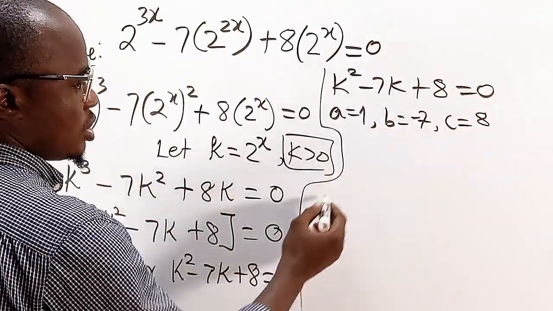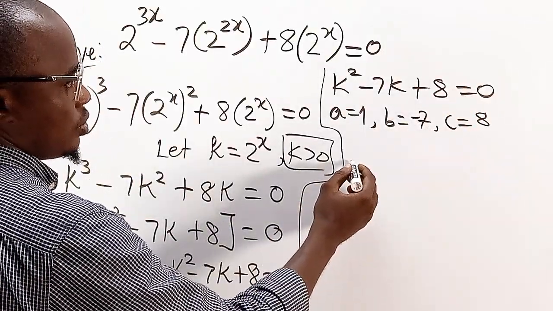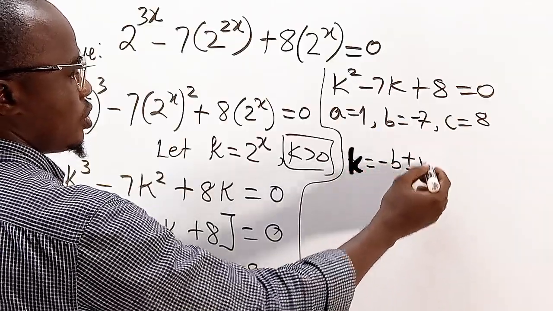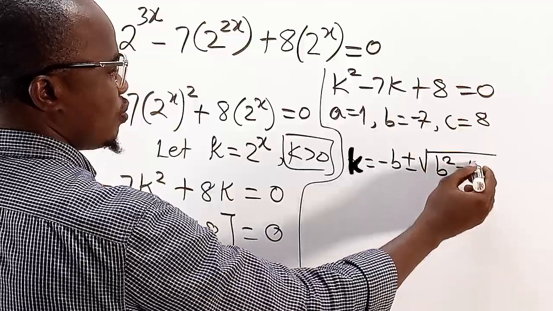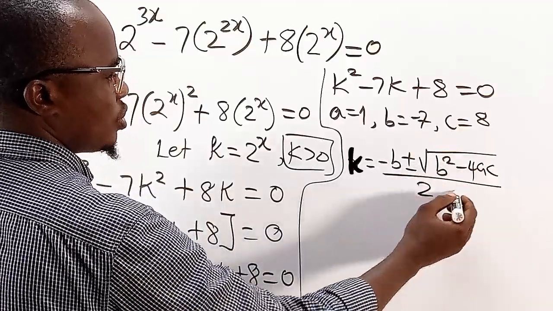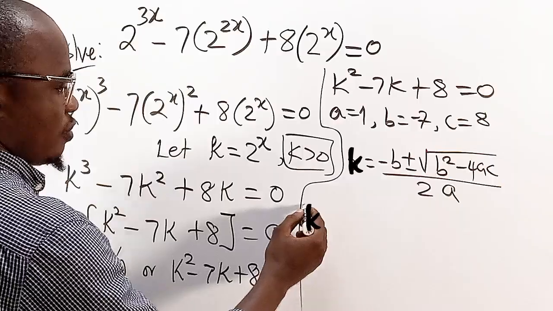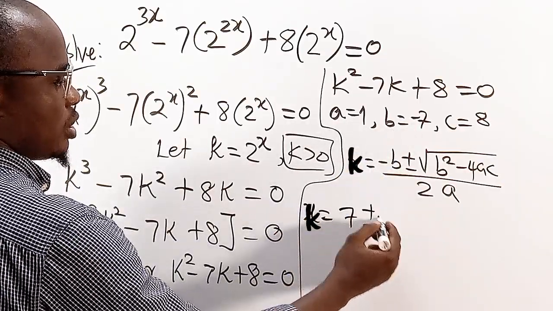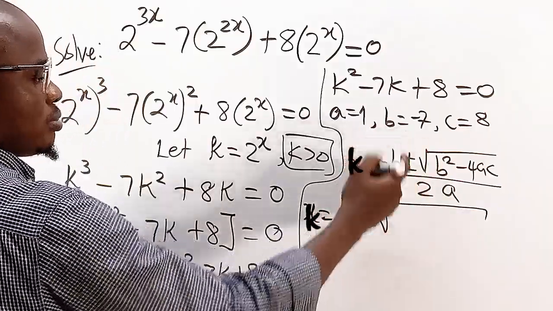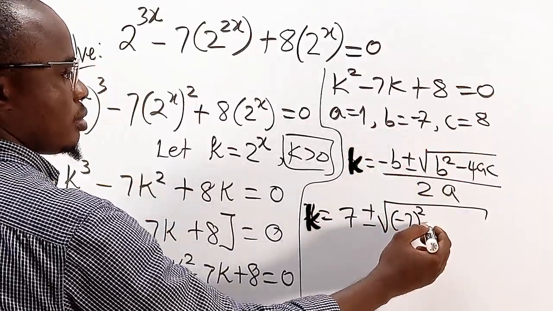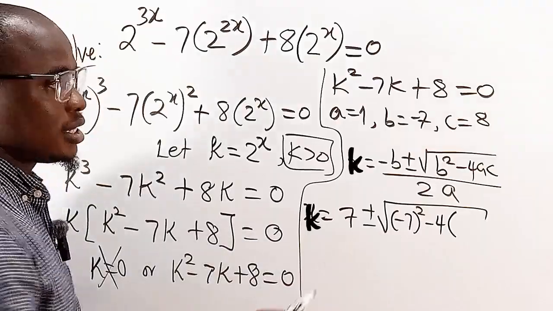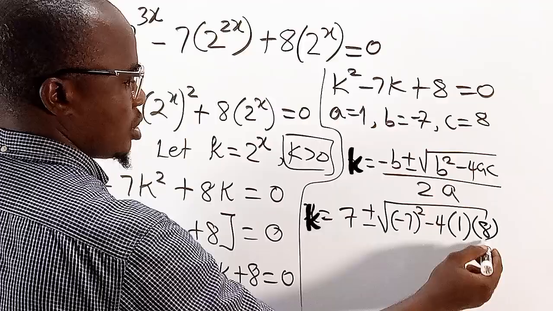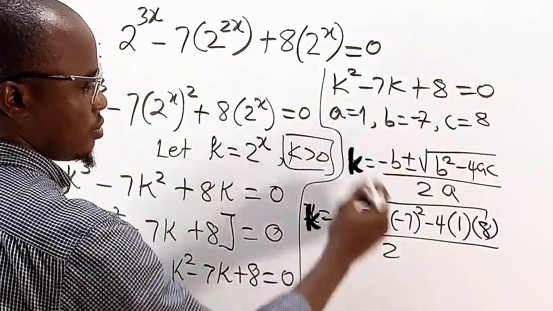So using the formula, we are going to have x equal to minus b plus or minus the square root of b squared minus 4ac, all over 2a. Therefore, we have x to be minus minus 7, that will be 7 plus or minus the square root of minus 7 squared minus 4 times a, which is 1, times c, which is 8, all over 2 times a, which is 1.